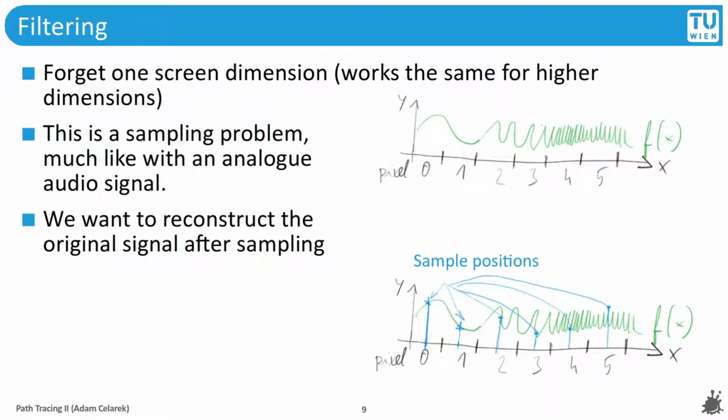Now, we have that function f, but only discrete pixels in here, where each of them can display a single value. This is a sampling problem, very much like when you have to convert an analog audio signal to a digital signal and then play it. Let's say we go the simple and naive way and sample the signal at the centers of the pixels. In here and in here, you can see the sampling positions in here.